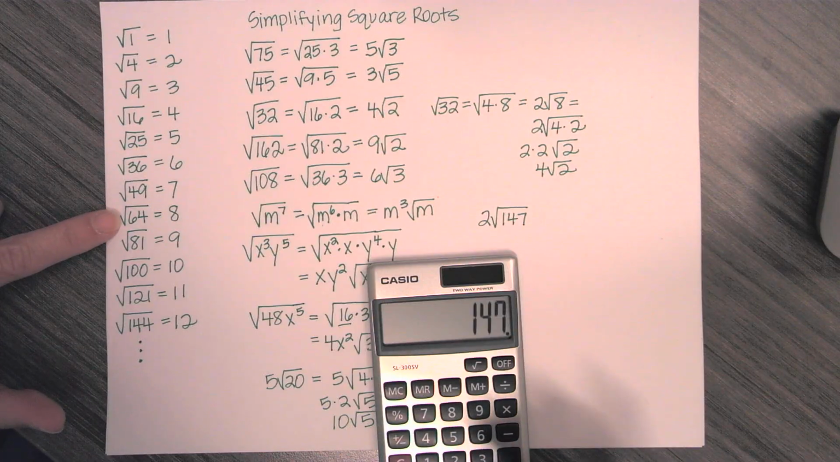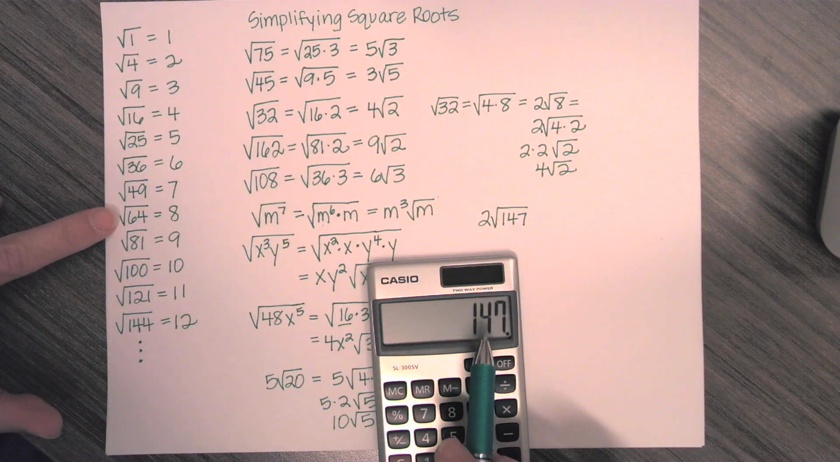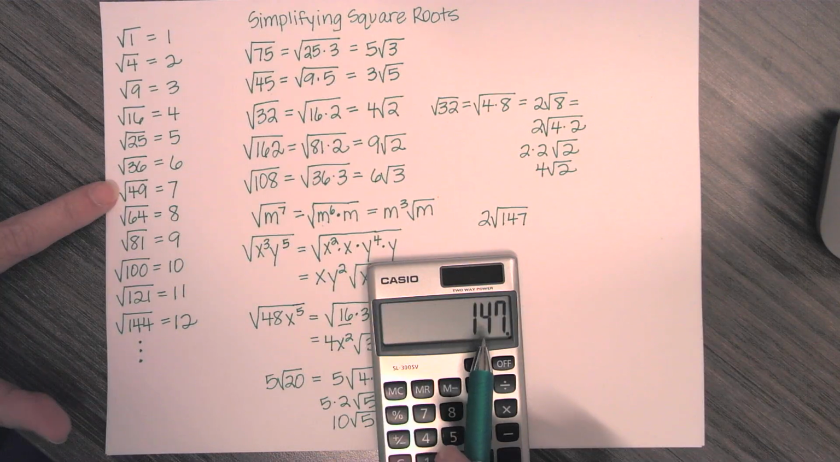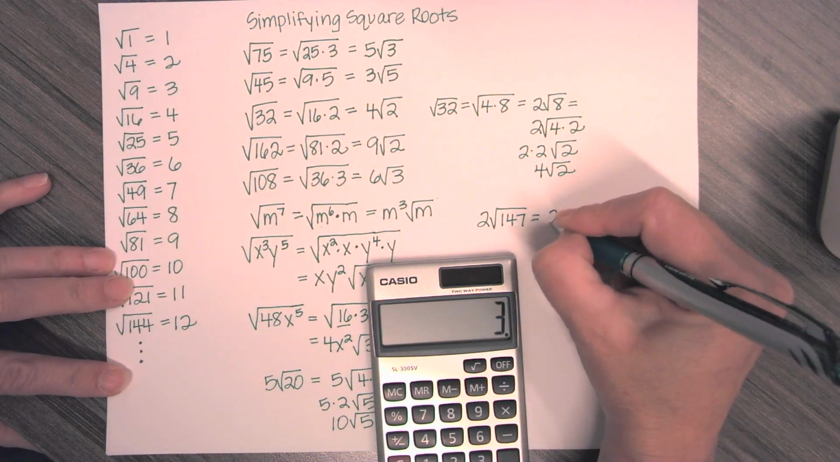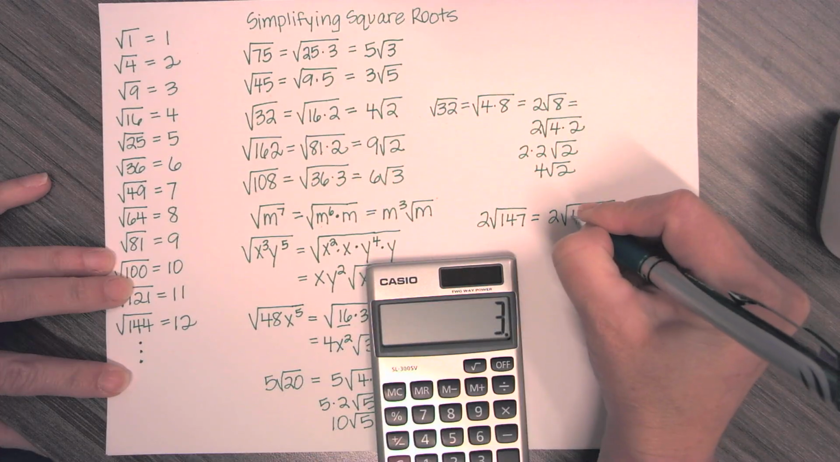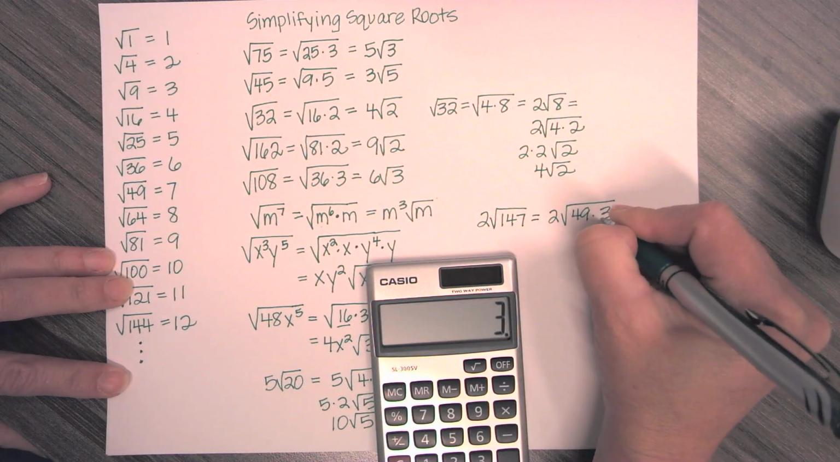147. Now, if this is an odd number, no even number is going to divide into it evenly. So I don't have to try 64. I'm going to jump on down and try 49. And 49 does go in 3 times. All right, so I'm going to break 147 down to 49 times 3.